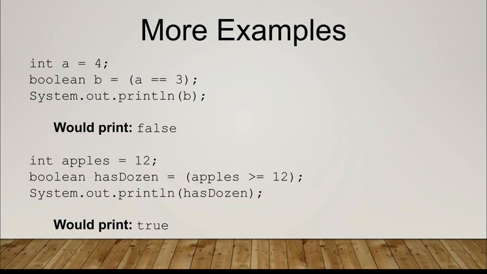Finally, some more examples. Int a equals 4, Boolean b equals the test of is a equal to 3? Since a is not equal to 3, b is assigned false and will print false. Int apples equals 12, Boolean hasDozen equals the test of apples greater than or equal to 12. And hasDozen will of course print true. I hope you've learned how to use Boolean variables in your programs.